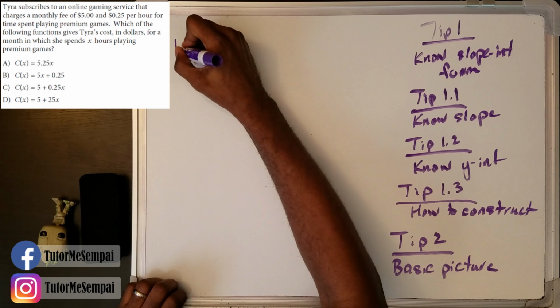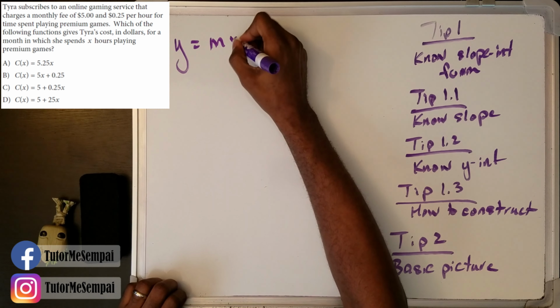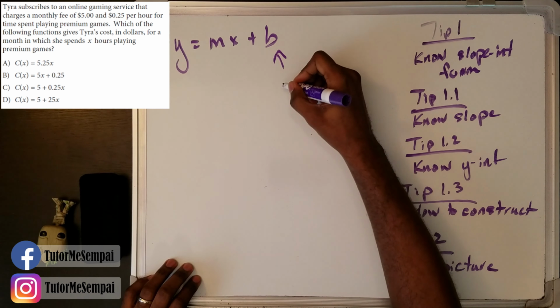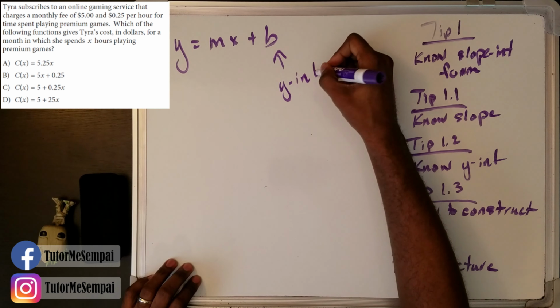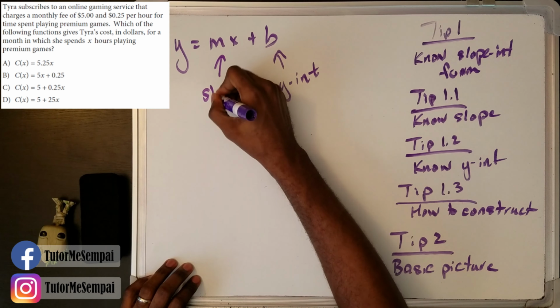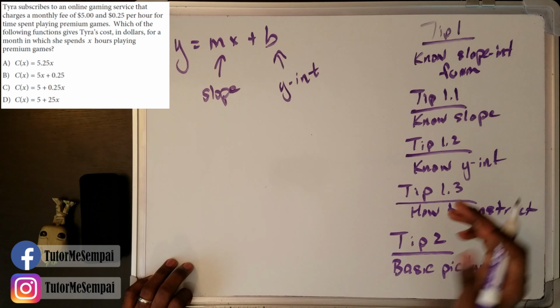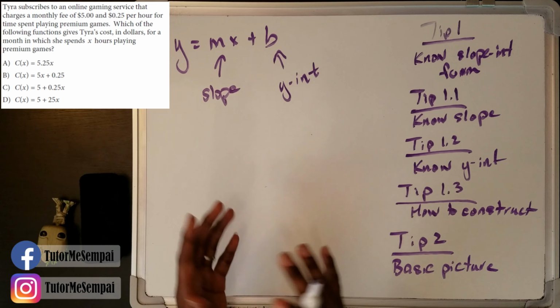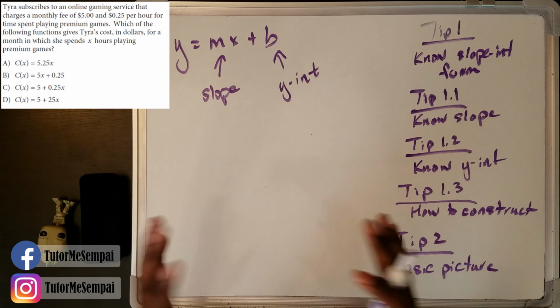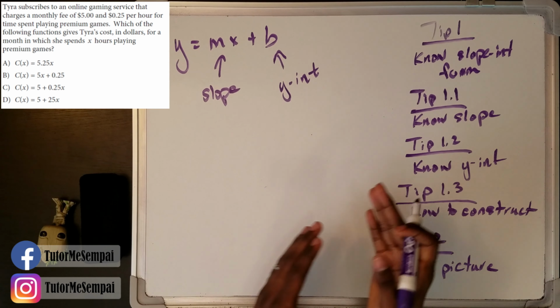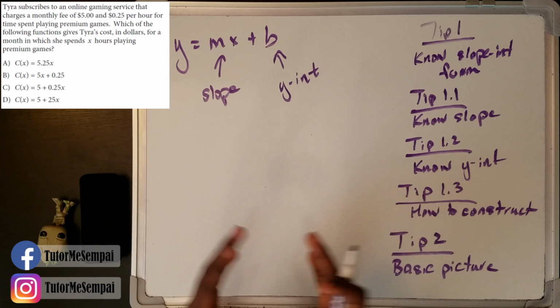Your slope-intercept form is going to be y equals mx plus b in its most general sense, where b is your y-intercept and m is your slope. And tip 1.1, your slope, what does that mean? That's going to be the rate that your function, your equation, is changing depending on your x. As x increases or decreases, how does the overall function or equation look?